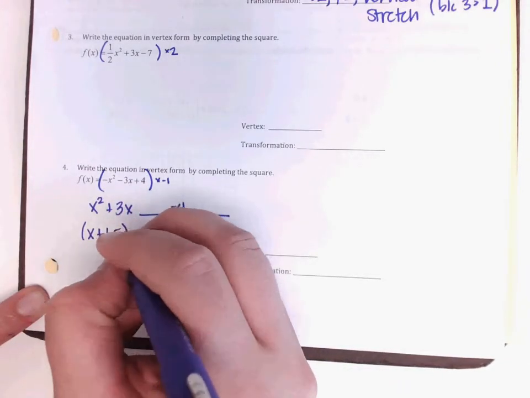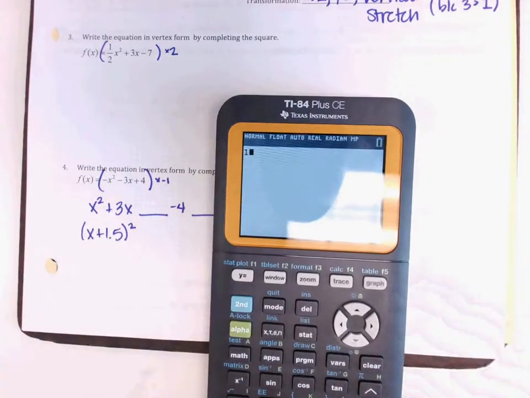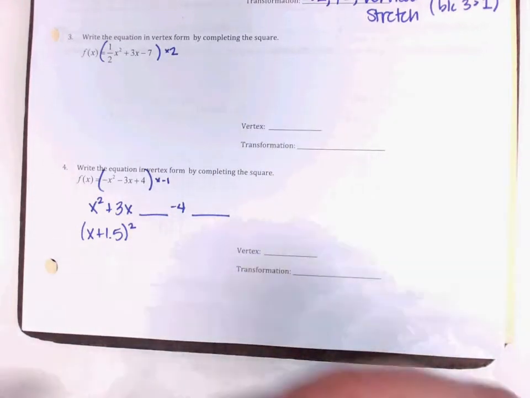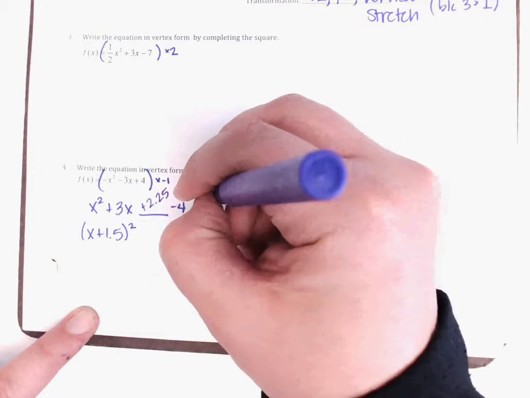1.5, or 1.5 is fine. Okay, then for me to know what to fill in the blank, you could just use a calculator on that. So 1.5 squared. Okay, I'll type it in right here for you to see. 1.5 times 1.5 is 2.25. So I would put a plus 2.25 in this blank, minus 2.25 in that blank.